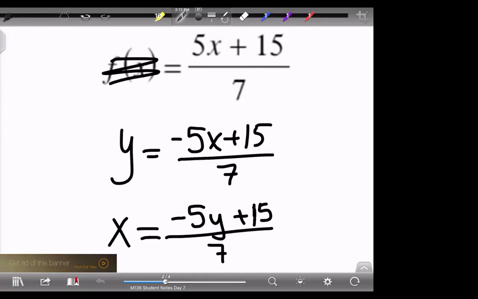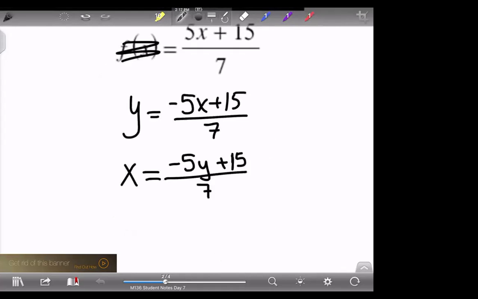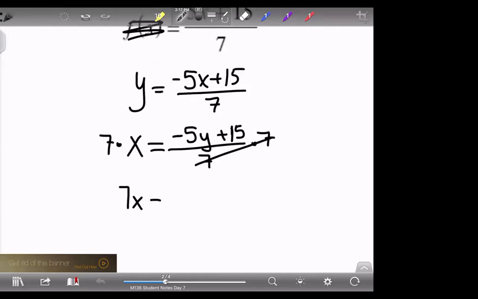For our next step, step number 3, we want to get y by itself. In this case, it's going to take us a few steps to get there. The first thing we want to do is eliminate this fraction on the right-hand side. Easiest way to do that is to multiply both sides by 7. So when I do that, 7 times x is 7x on the left-hand side. And then the 7s cancel each other out on the right side, leaving us with just negative 5y plus 15.